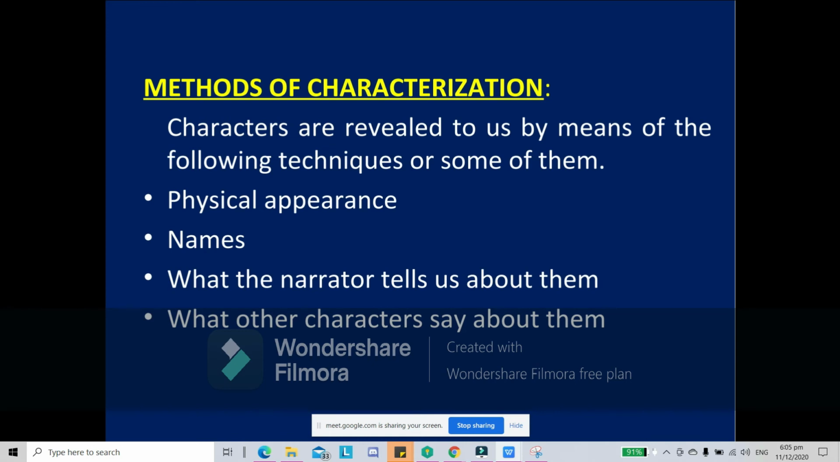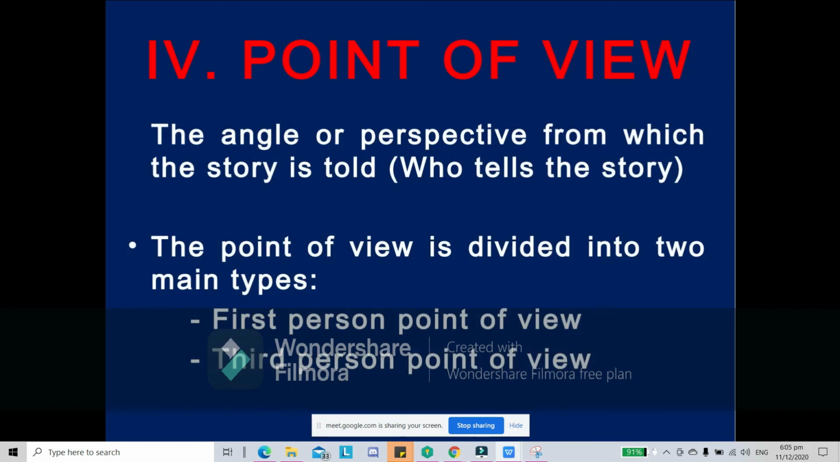The limited omniscient point of view is that the narrator shows us inside the mind of one of the characters, not everyone. So for example, if you have five characters, in limited omniscient the narrator cannot see everyone's thoughts. Out of the five characters, perhaps only the main character's thoughts and feelings can be told, but the minor characters cannot be explained. The omniscient covers everyone, including the minor characters and the main character.